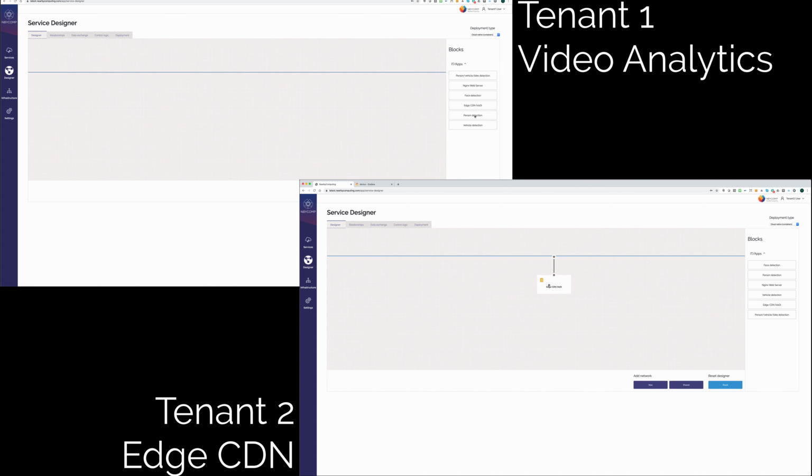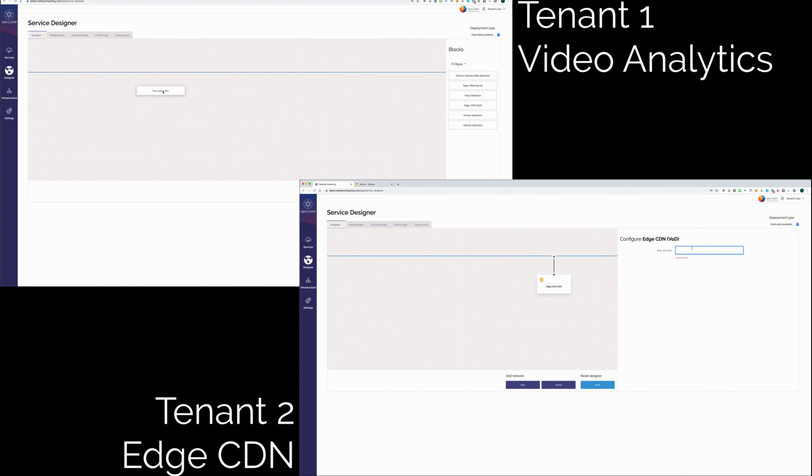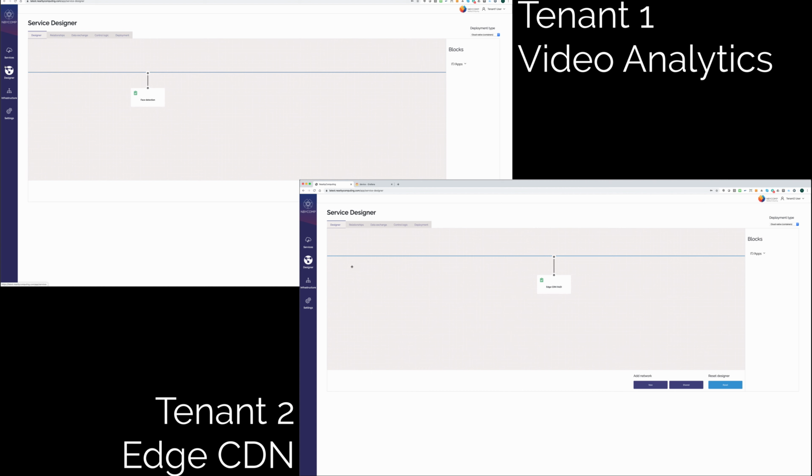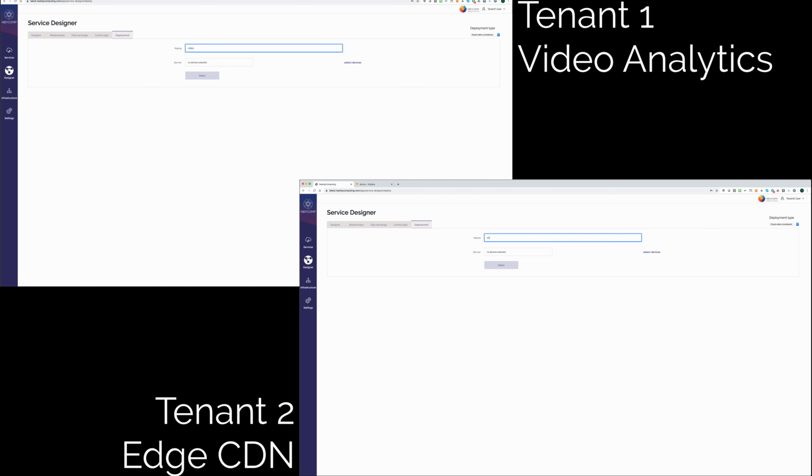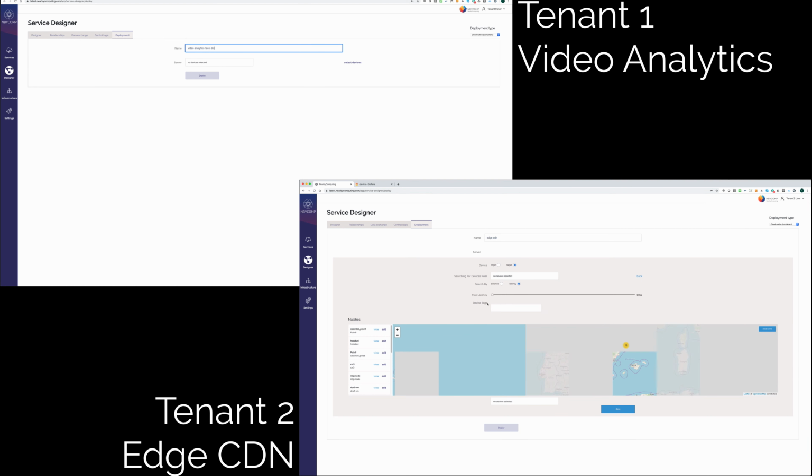In this case, one of them is deploying a XCDN service connected to the EPC that was deployed for the private LTE services, while the other tenant is deploying a video analytics service that will be connected to an LTE IP camera.